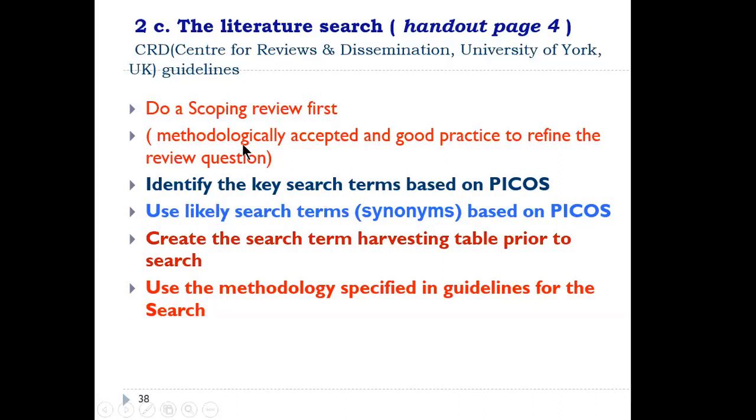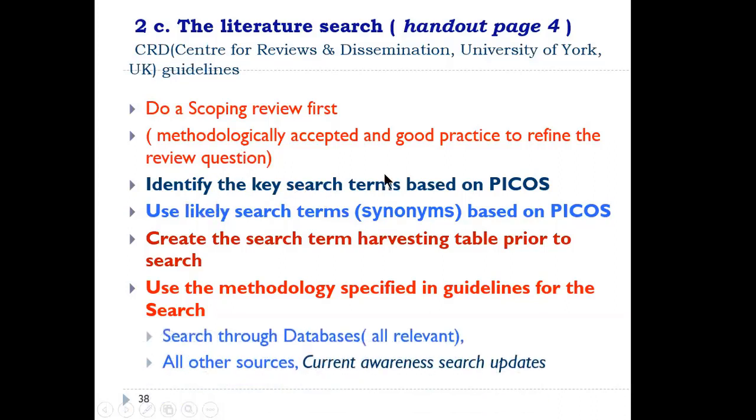Now, the next step is to identify the key search terms based on PICO. You have the research question and the PICO items, and according to the PICO items you try to identify the key search terms. Some of these search terms can be found from the articles that you found in the scoping review. I will show you this; there is a document I can show you.